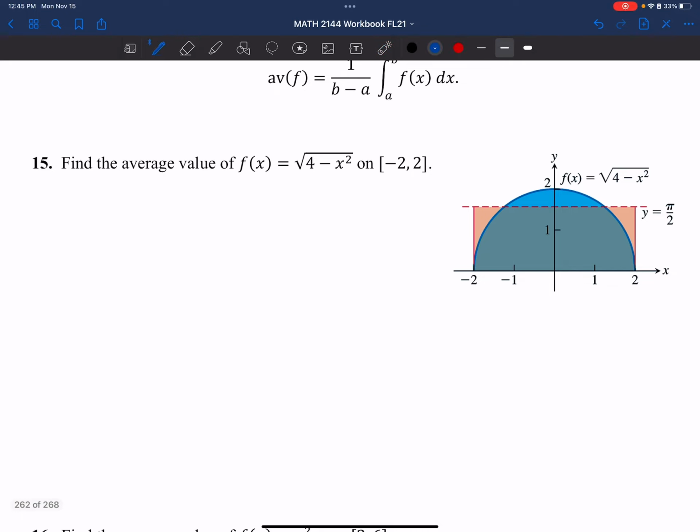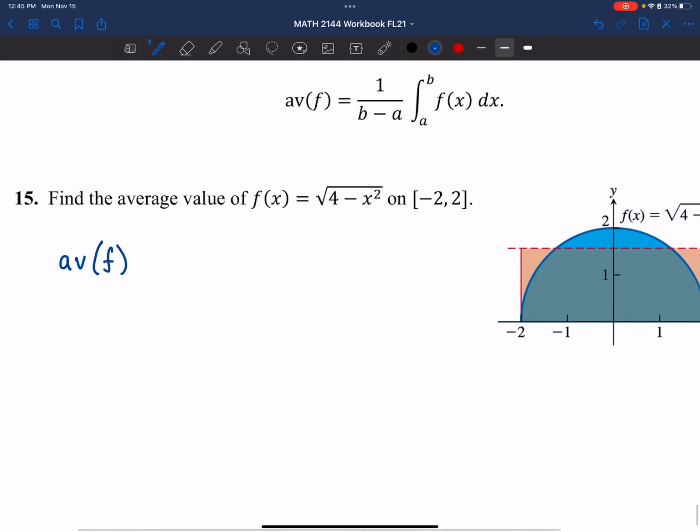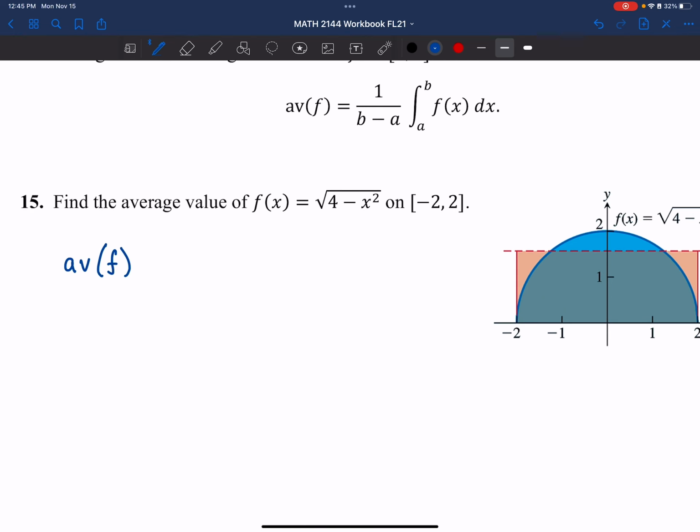So find the average value of this function right here. Just setting it up, the average of this function, and this is just the notation they're using, AV of f, the average of that function, is going to be 1 over 2 minus negative 2. This is b minus a. And that a is b given to us there. And we're going to evaluate that from negative 2 to 2. And it's going to be the square root of 4 minus x squared dx.